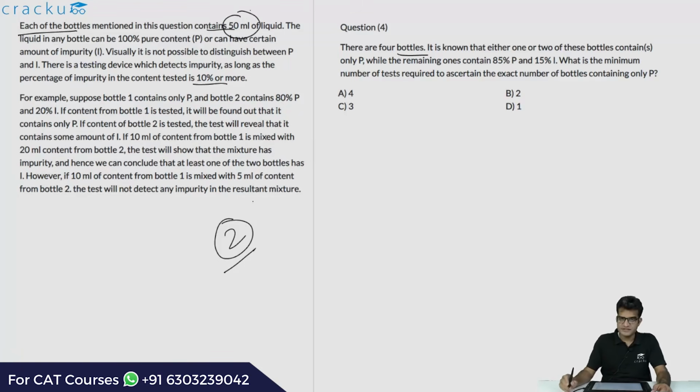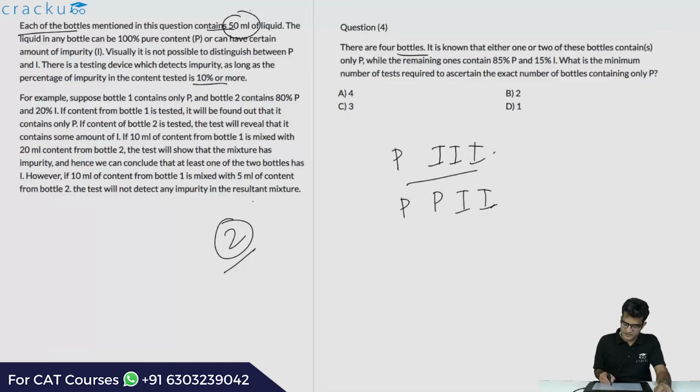There are 4 bottles. It is known that out of these 4 bottles, either 1 bottle is pure and 3 bottles are impure, or 2 bottles are pure and 2 bottles are impure. One of these 2 cases is true. And whenever there is impurity, that impurity contains 85% pure and 15% impure. Now let us mix equal quantities from each of the 4 bottles.